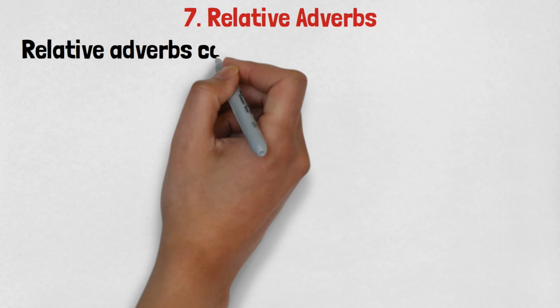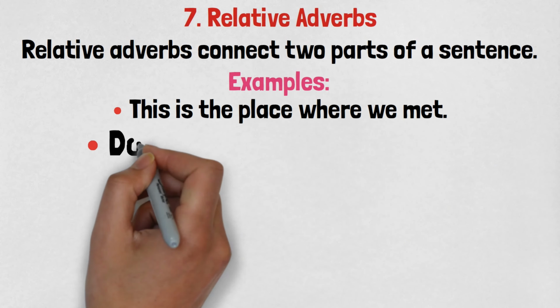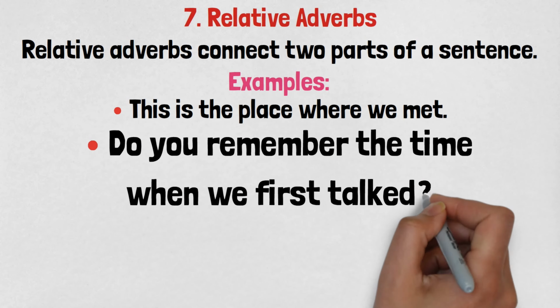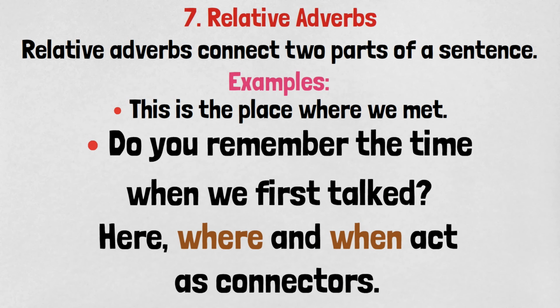7. Relative adverbs. Relative adverbs connect two parts of a sentence. Examples: this is the place where we met. Do you remember the time when we first talked? Here, where and when act as connectors.